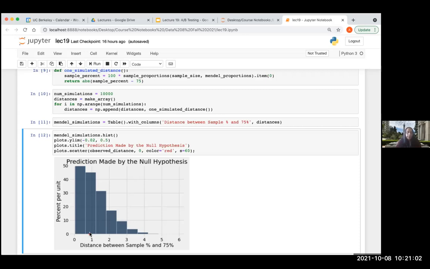And so now we compare with our actual observed distance, which happened to be right here. And in this particular instance, I think there's very little doubt that what we observed is quite consistent with what the null hypothesis is predicting. Okay, and that's great. So we have a decision that we can say, okay, these data are consistent with the null hypothesis. I don't have a reason at the moment to doubt Mendel.